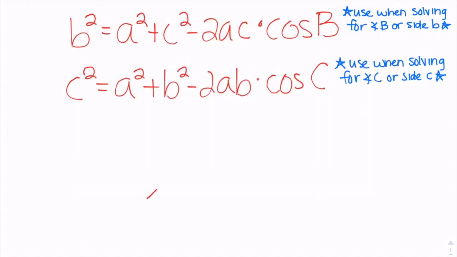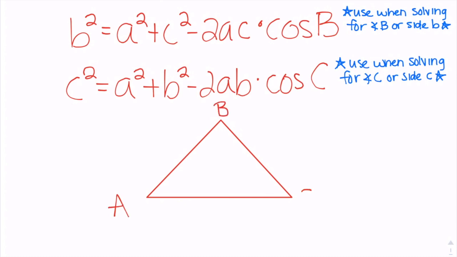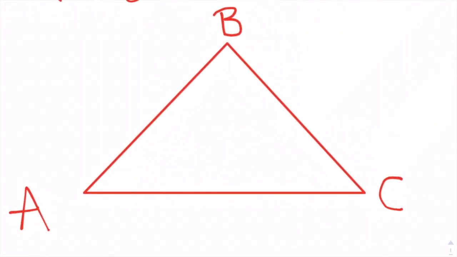And so now we're just going to review how to label a triangle. If we have triangle ABC, side A is going to be opposite of angle A, so right here. Side B is opposite of angle B, so right down here. And side C is opposite of angle C, so right there.